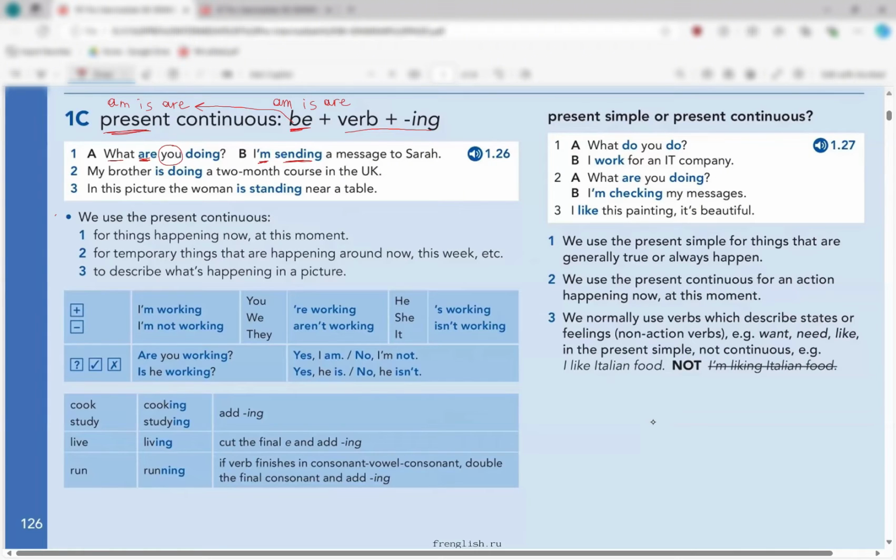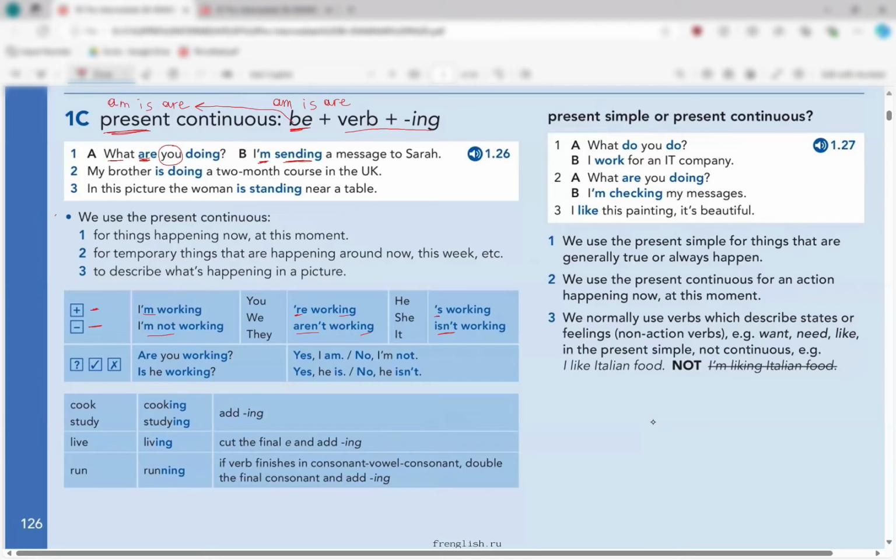Okay. So here also there's a table. This is the positive, plus sign. Plus sign means positive. Minus sign is negative. How to make present continuous. Like I'm working. Negative, I'm not working. And if I say you, we, they, then I say are, or negative, aren't. And then ing, as you can see, there's ing. If it's he, she, it, we use is or isn't. You see? So we've got am not, are, aren't, is, isn't.